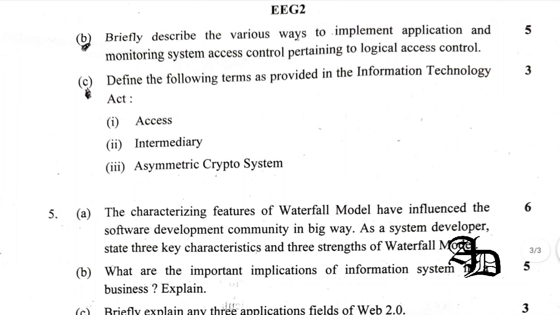Coming to fourth B, the point was related to briefly describe the various ways to implement applications and monitoring system access control pertaining to logical access control. So here you can write down sensitive system isolation, event logging, and monitoring system in use, clock synchronization, etc. Fourth C was related to the definitions from the IT Act for access, intermediary, and a systematic crypto system. So these are direct questions from the IT technology and terms used there.